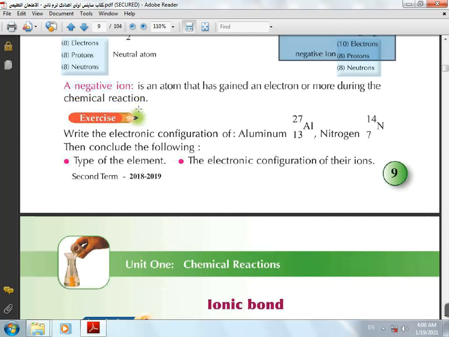Let's focus on the two definitions, positive ion and negative ion. Exercise, write the electronic configuration of aluminum 13 27 and nitrogen 7 14, then conclude the following: the type of the elements and the electronic configuration. You can solve this as homework and you can contact me in our WhatsApp group.